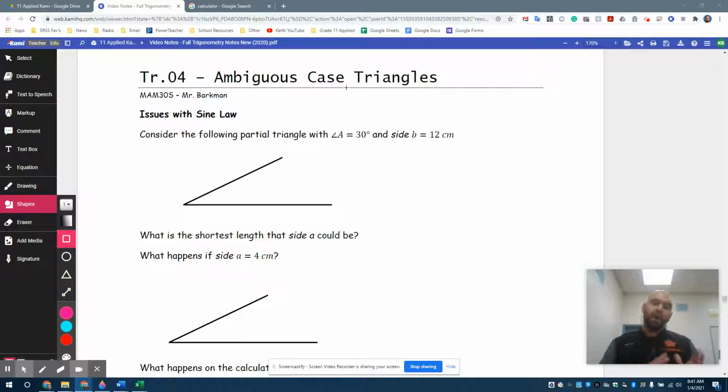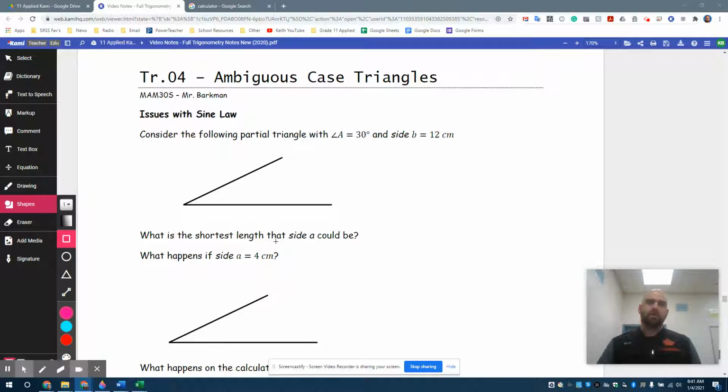We're going to be taking a look at why that is the case, and we're going to be taking a look at how do we solve for these types of triangles and when will we have these types of triangles. So we're going to first start off with an issue with the sine law. We're going to be taking a look at why we have ambiguous cases and what the issue is with our sine law. So let's start off with a triangle here.